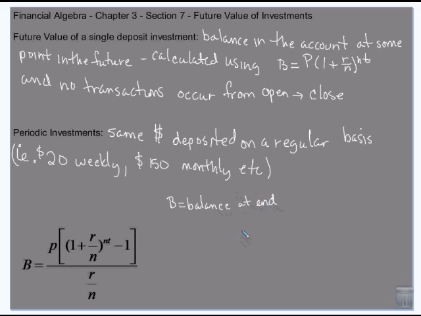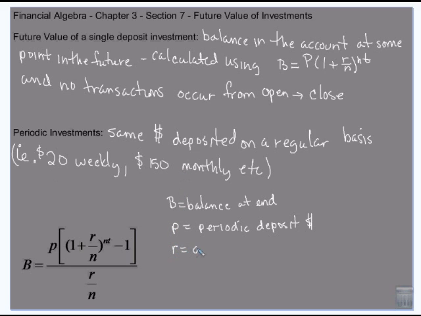So if you want to know for 3 years or 5 years or 1 year, this is the end of that term. P is no longer the principal, it's the periodic investment amount or deposit. So here it would be $20. Here it would be $150.